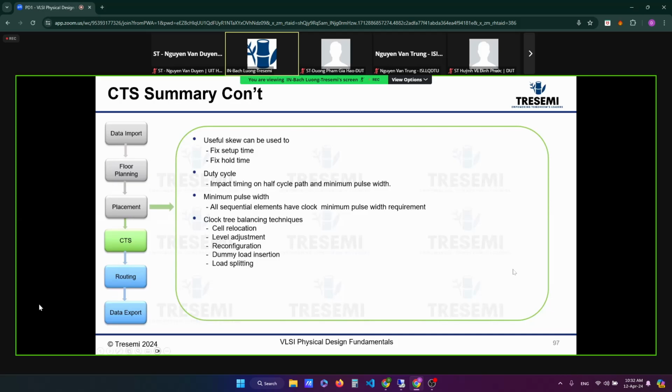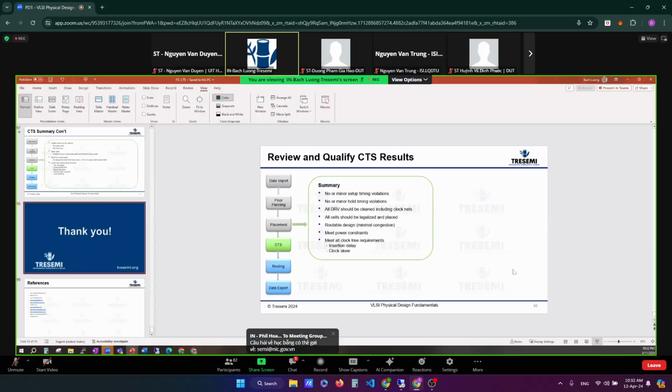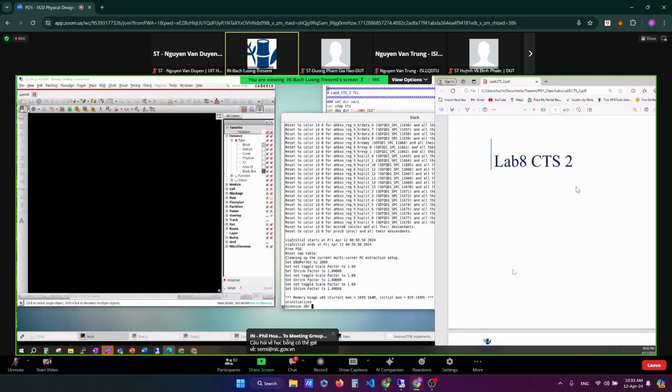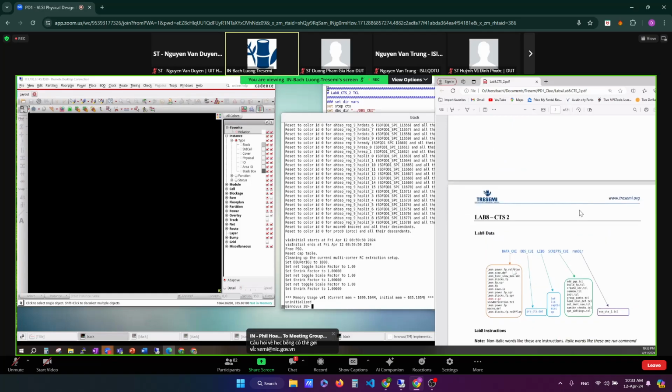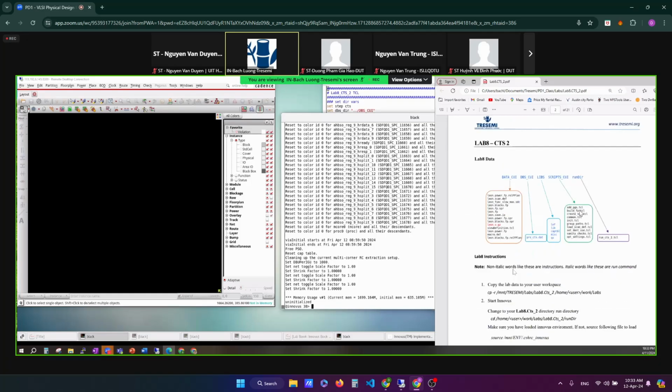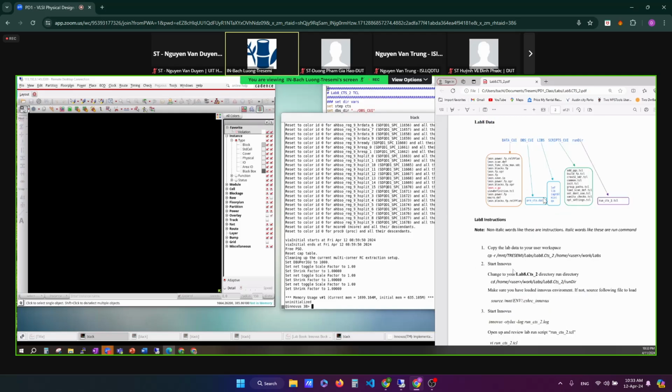So let me get out of here. Okay, so you should see the lab in the lecture material. This is lab 8. So this is the lab data. Same thing, the data still looks the same. The DB, which is from the last lab, pre-CTS, and the rest, the libs and the scripts, are the same. The scripts directory contains the new run_CTS2.tcl.